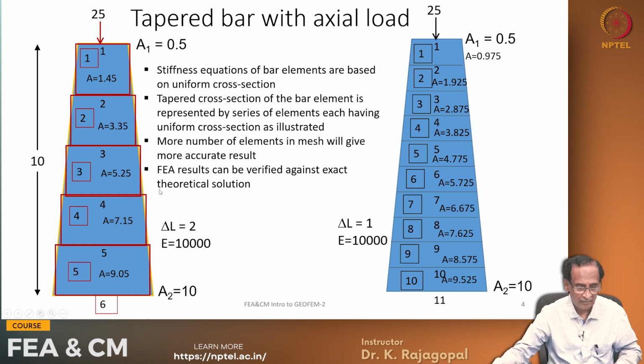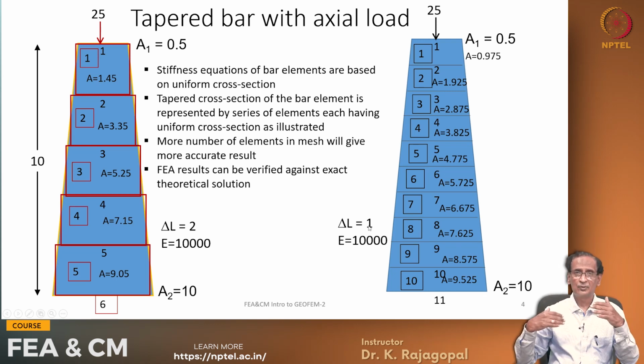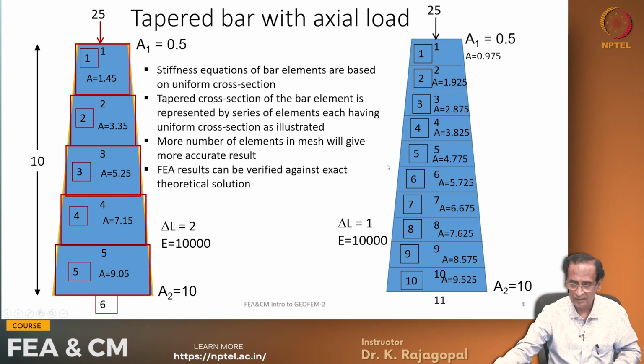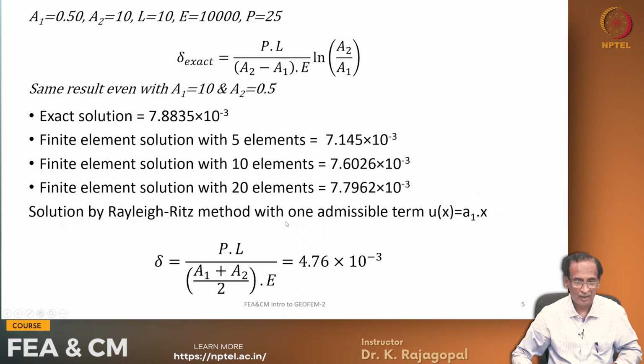Here on the left hand side, the total length of 10 is divided into 5 elements with a delta L of 2, and E is 10,000. On the right hand side, we have a mesh with 10 elements and delta L of 1. Okay? Let us look at what happens.